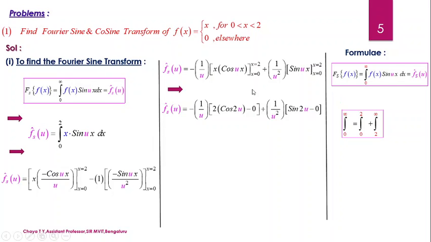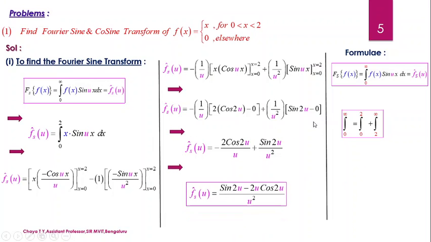Now we are going to rewrite the expression by taking u squared as a common factor. So when I write the expression by taking u squared as a common factor, the expression will be: I have u squared in the denominator, sine 2u minus 2 times u cos 2u. So this is the Fourier sine transformation of the function f of x given by the definition x in the interval 0 to 2 and 0 in any other region.